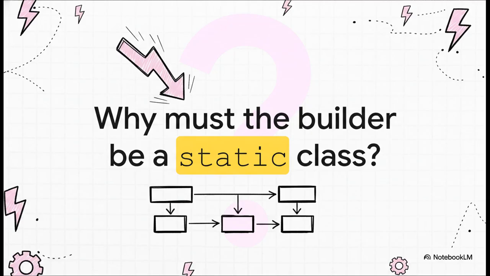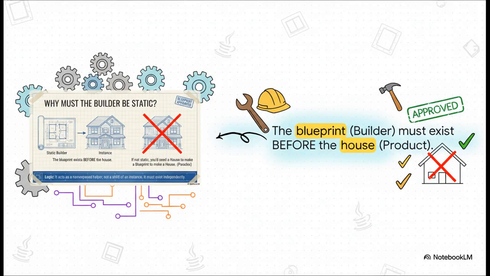Why does that builder class have to be static? Trust me, it's not just for decoration, it is absolutely critical to how this whole thing works. Let's break it down. The logic is actually super simple when you think about it this way. You need the blueprint before you can build the house, right? You can't need a house to make a blueprint just to make the house. That's a circular dependency. Making the builder static means it exists on its own, totally independent, so it can do its job of creating an instance of the main class.